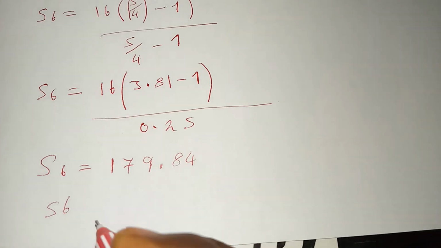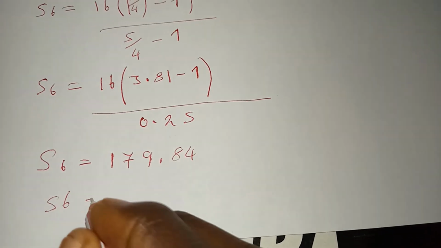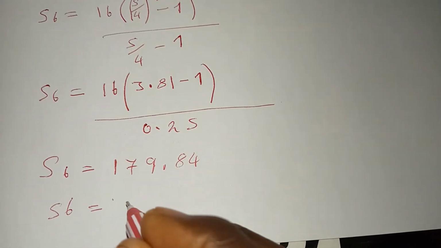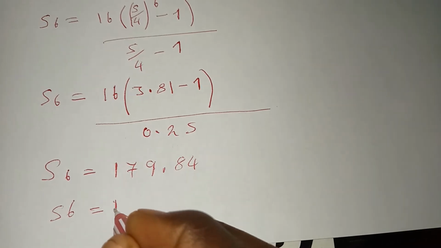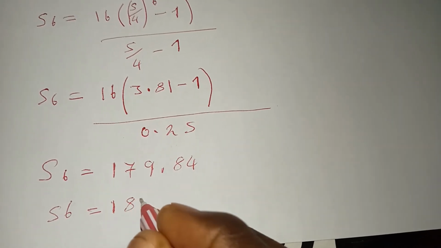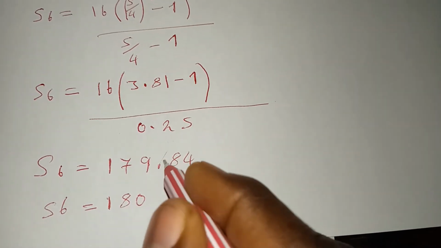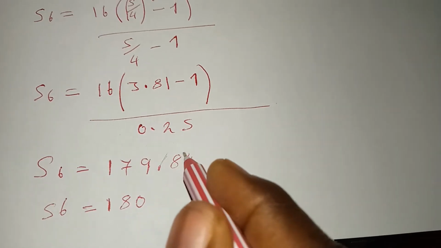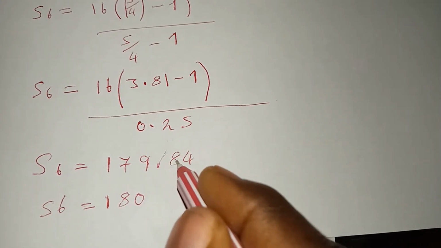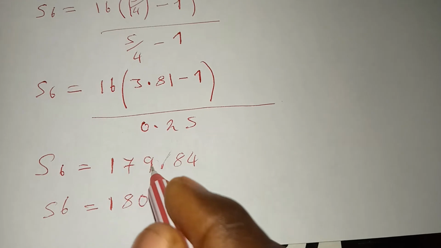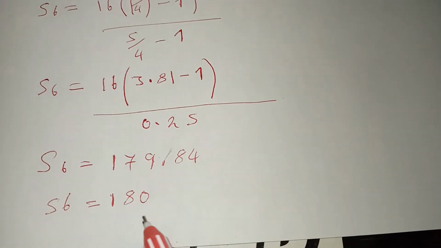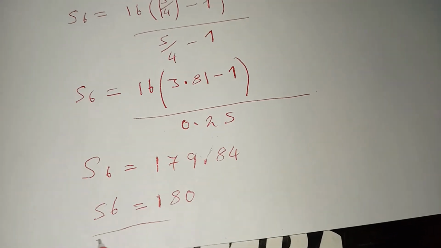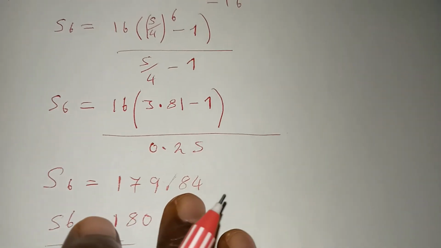So now in the exam they say you can leave your answer correct to 3 significant figures according to the instruction. So sum of 6 terms will be equal to 180. Why? Because if you cut here on the decimal point, the number which is after the decimal point is 8. So there to become 10, hence we write a 0, then there 8. So this is the answer, sum of 6 terms.